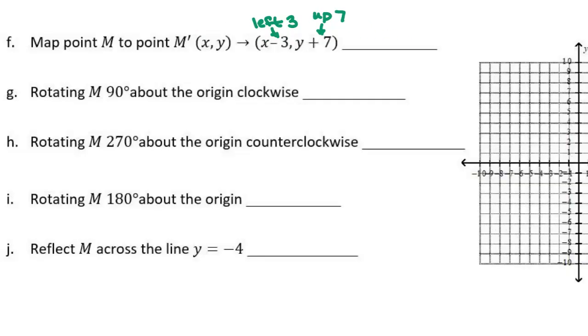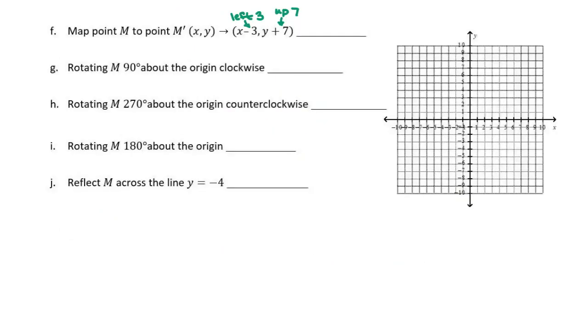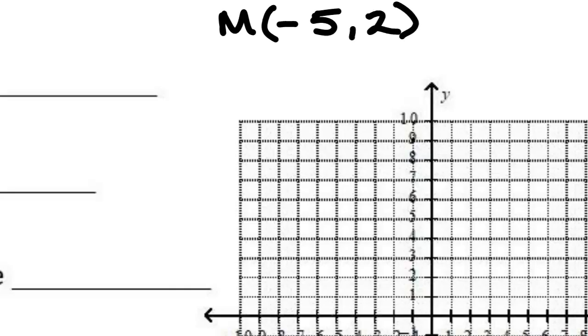So I've got 2 ways I could approach this problem. I have a graph right here. I could plot my point. Let's look at what that point was again. -5, 2 is my point M. So I could plot -5, 2 on the graph, and then I could count left 3 and up 7.